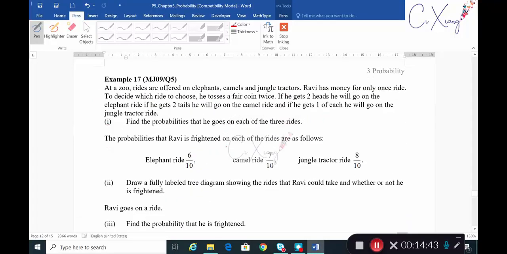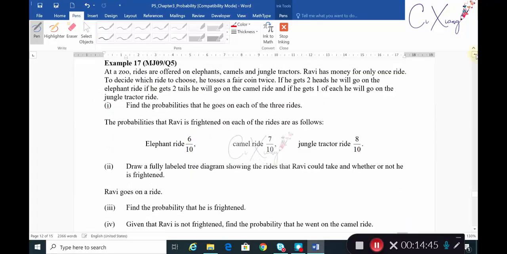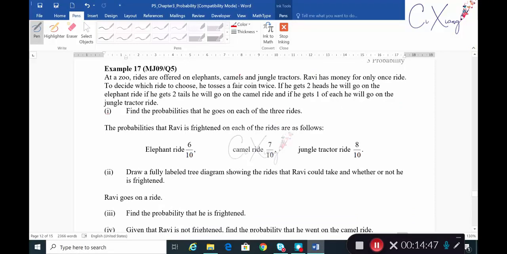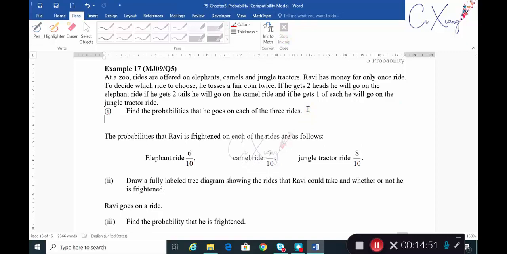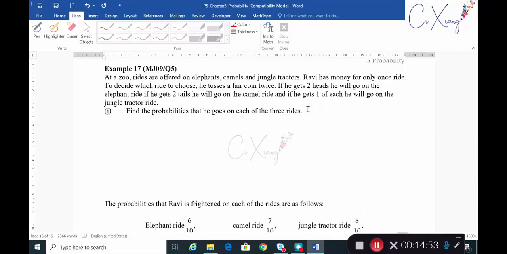Example 17. Alright, so example 17 is a very long question. It's long. Okay, so at the zoo, 3 rides are offered. Alright, so Ravi has money for only one ride now. So to decide which ride to choose, he tosses a fair coin twice.